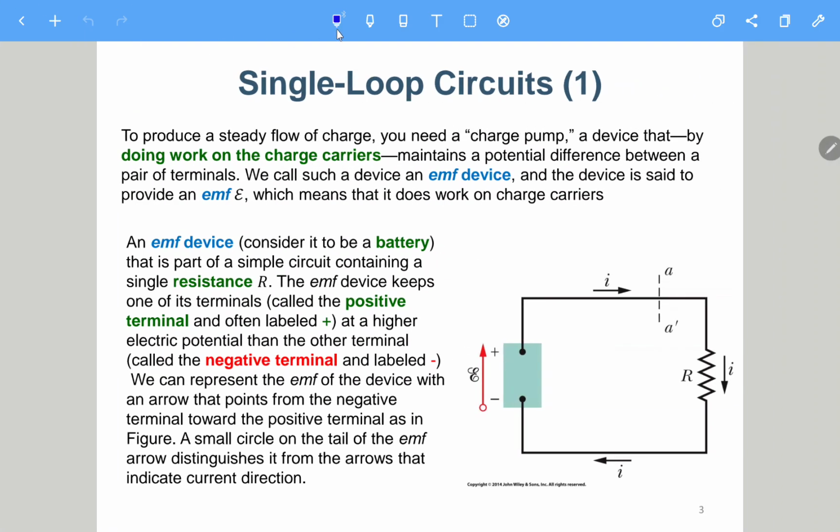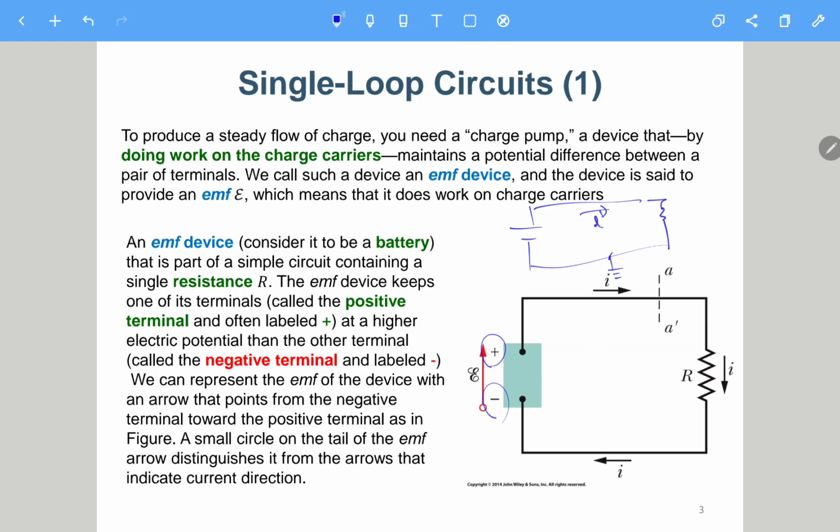Okay, so this is a single loop circuit. It's just a single loop. We have a battery here, we have a resistor, so there will be current. This is the positive side, this is the negative side. Usually for the circuit symbol, I'll draw it like this. I, and then R.